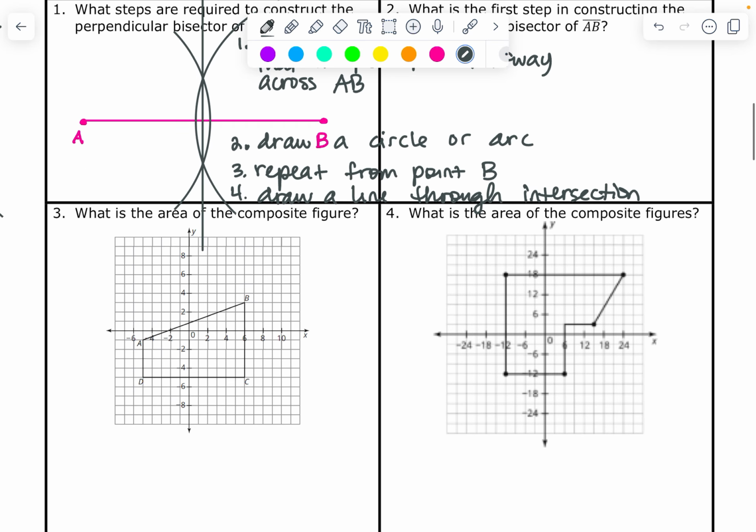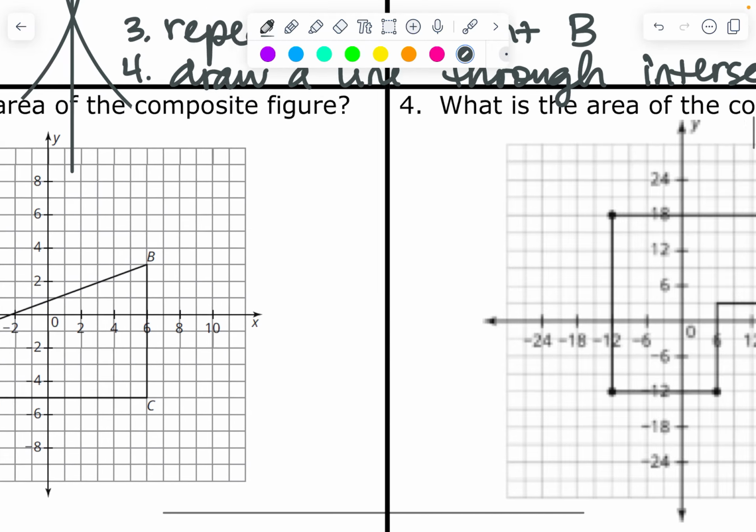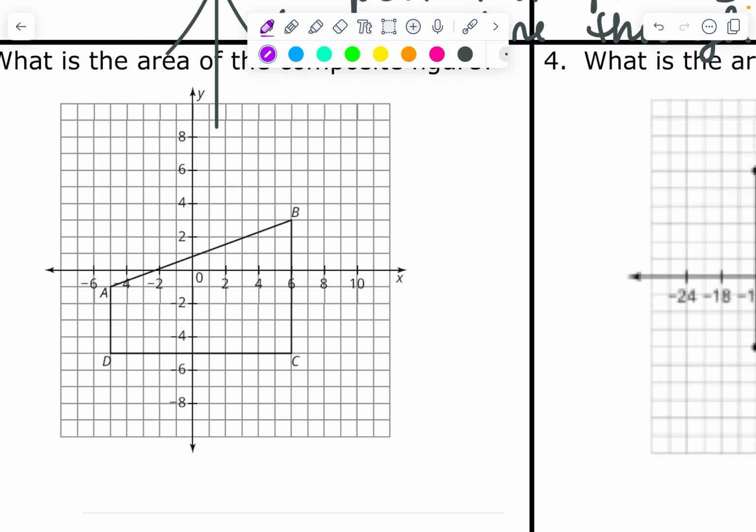Okay, number 3, what's the area of the composite figure? To be frank, this is a trapezoid, but I'm going to break it down just for the sake of breaking it down since it did tell me it was supposed to be a composite figure. So I broke it down to a triangle and a rectangle. It looks like we're increasing by 1, 2, 3, 4, 1. So that means this is 4. This is 5, 11. So the area of this is 11 times 4, which equals 44.